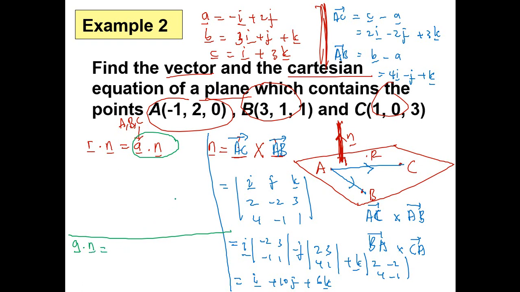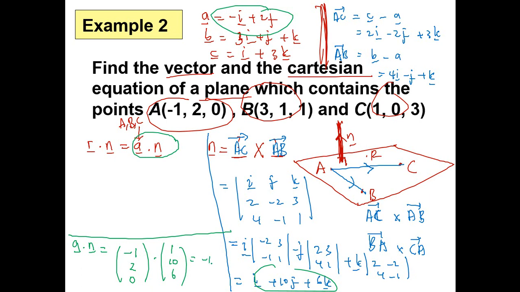Vector A, I take A: negative 1, 2, 0, component K 0, dot 1, 10, 6. So, negative 1 plus 20 is equal to 19. This is 19. Okay, then substitute.